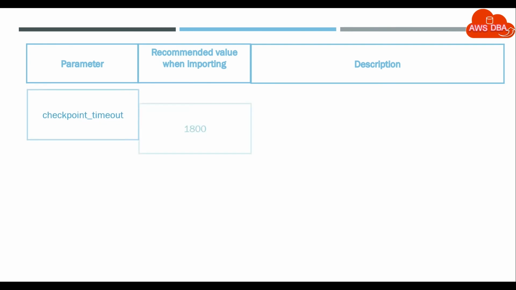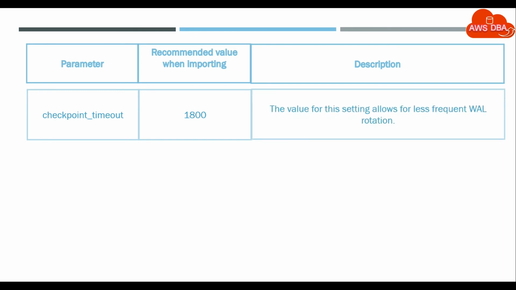checkpoint_timeout: 1800. The value for this setting allows for less frequent WAL rotation.